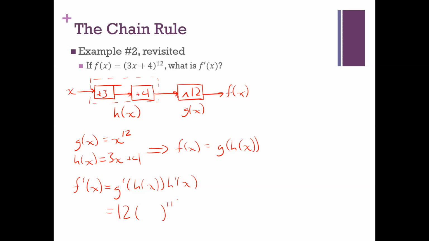So I do need what g prime is, but remember, we've got to think about what the input is to g prime. In this case, if I look at my block diagram, the input to g is my x. Basically, it's one of the later steps in this function. So instead of putting x in this bracket, I'm going to put 3x plus 4.